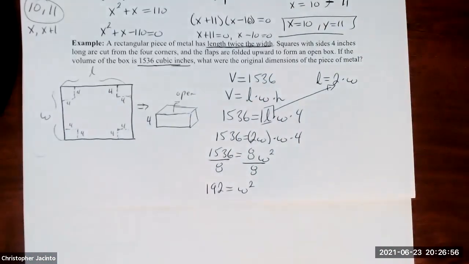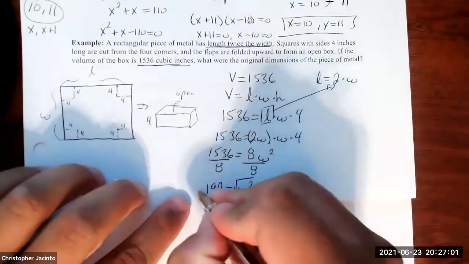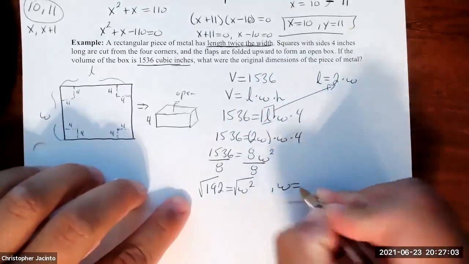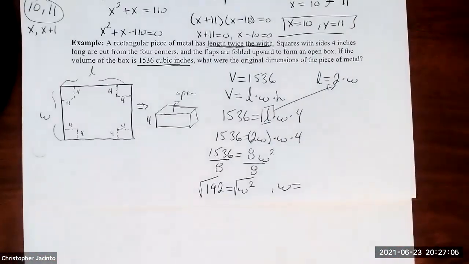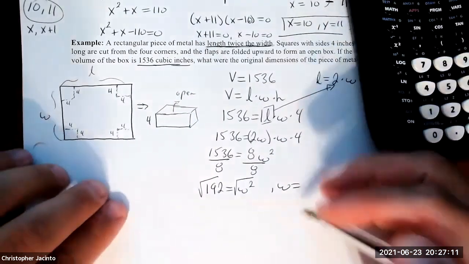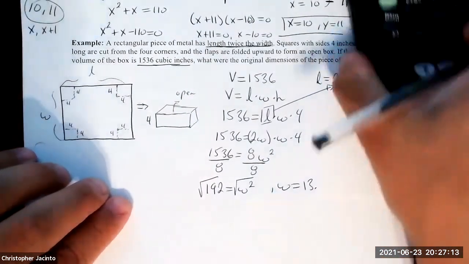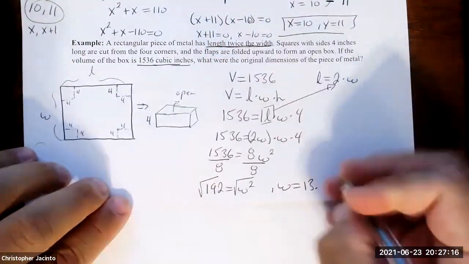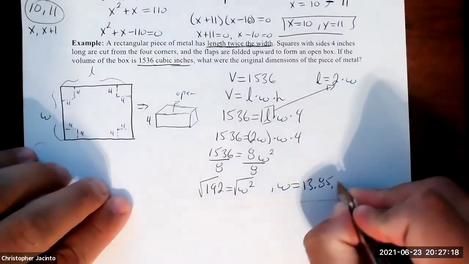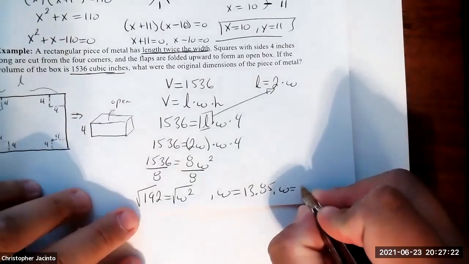Right? And this is exactly what we did last time. The square root property. We just take the square root of both sides, and we're going to plus or minus our answer. So about 13.85, or negative 13.85.